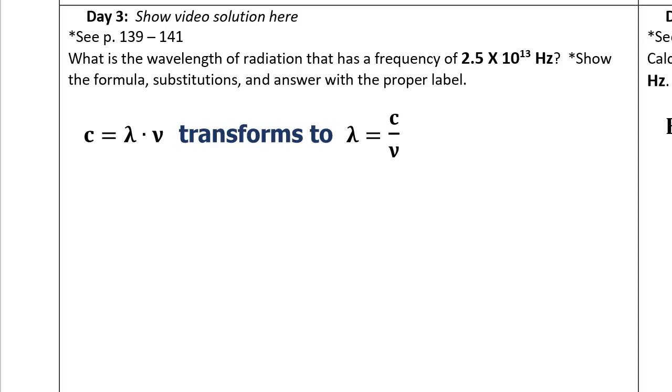Here is the answer for day 3. What is the wavelength of radiation that has a frequency of 2.5 times 10 to the 13th power hertz? Show the formula, substitutions, and answer.